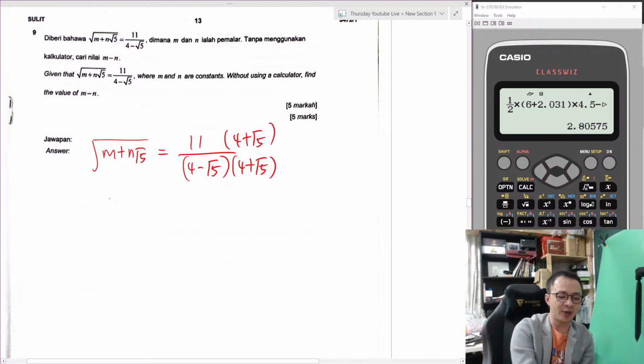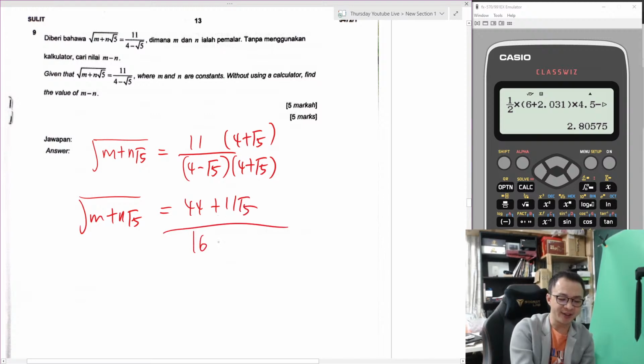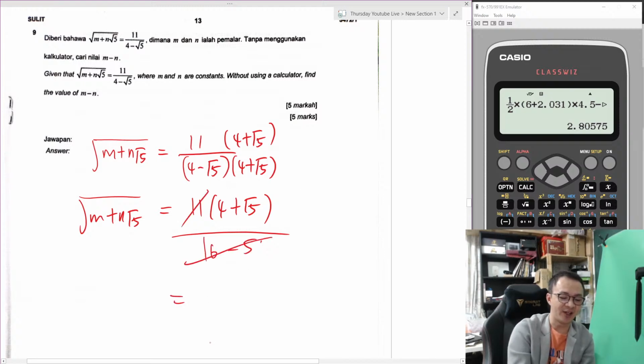This side I don't want to touch first. I will just leave it like this, then square both sides later. This is 44 plus 11 root 5. Bottom should be 16 minus 5, which is 11. I don't want to take the 11, I leave the 11 outside, better. So bottom you should get 16 minus 5, which is 11. 11 and 11 I cancel out.